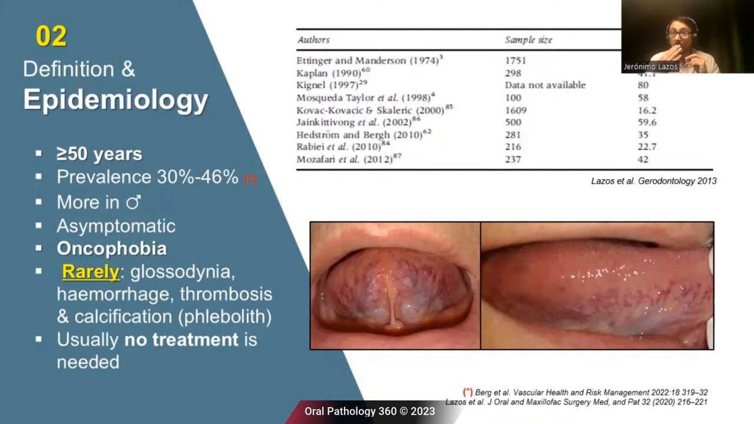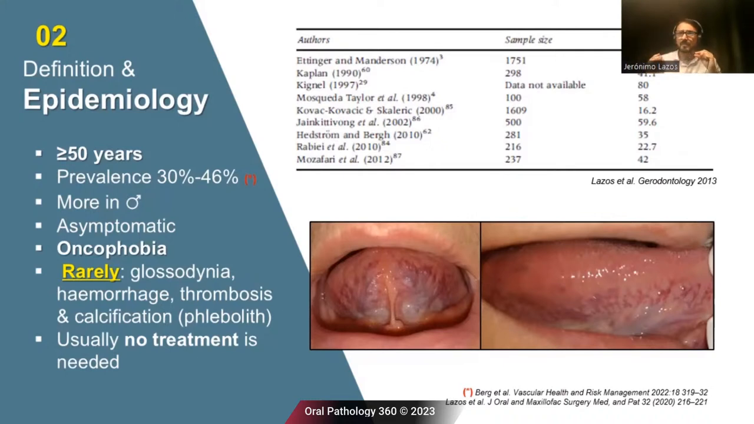Contrary to variceal lesions of the lower limbs, which are the most common place of varices formation in the whole body and are way, way more common in women, research on oral varicosities has shown a slight preference for men over all age groups.